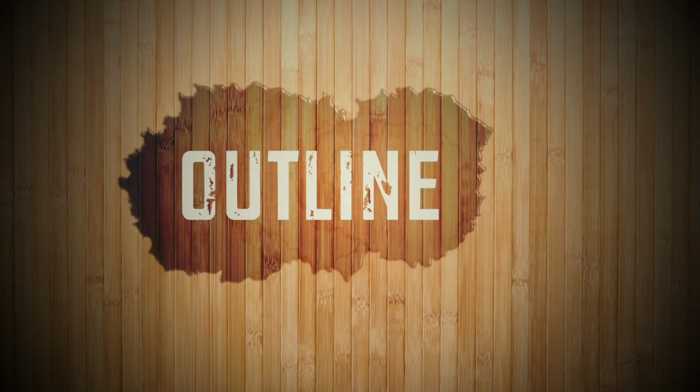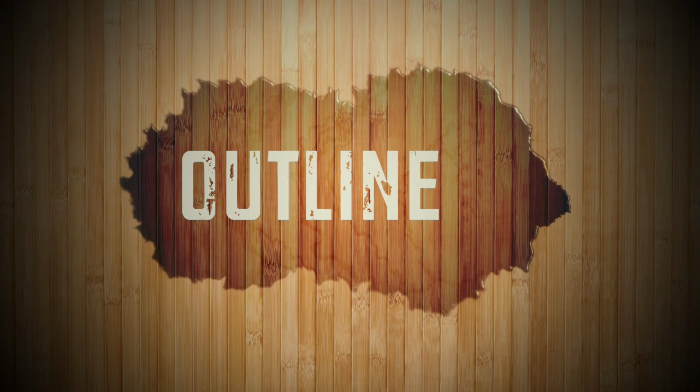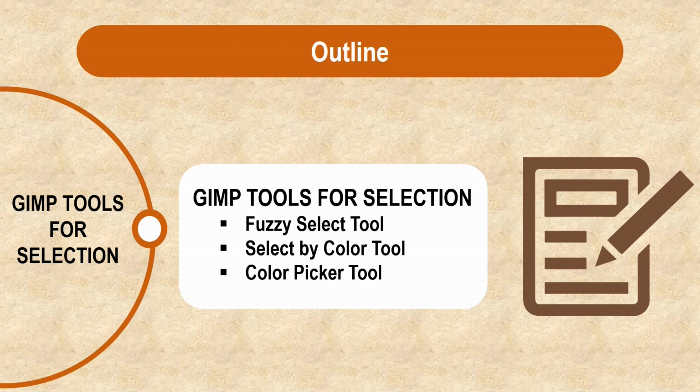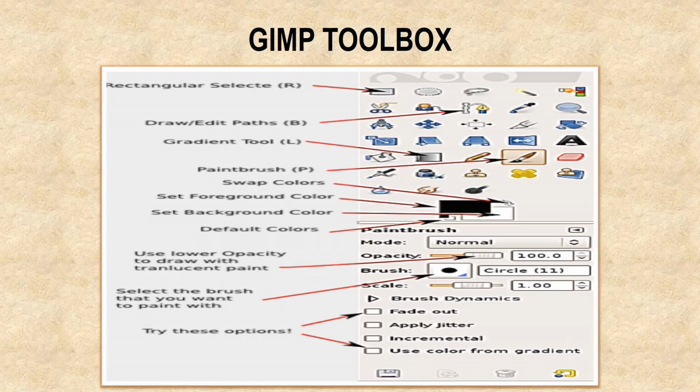In this session, we will cover some of the GIMP tools for selection. GIMP tools for selection are of various types like fuzzy select tool, select by color tool, color picker tool. Here is the GIMP toolbox which covers all the tools related to various kinds of selection process like fuzzy select tool, color picker tool, select by color tool.